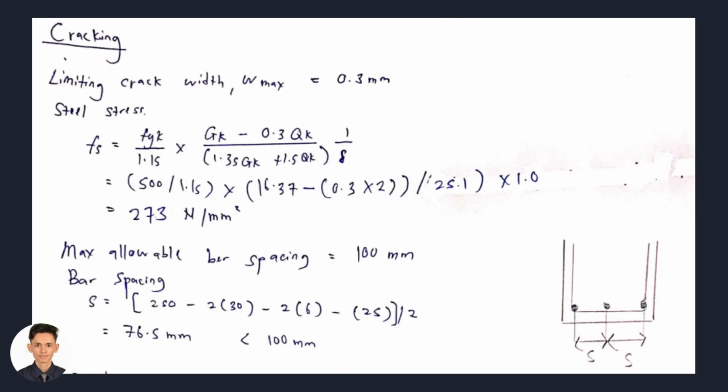Next, for the cracking, we use limiting crack width. The max is 0.3, and for the Fs we got 273 Newton per millimeter square. For the max allowable bar spacing we use 100 mm, and for bar spacing we got 76.5, which is below the 100 mm max allowable bar spacing.